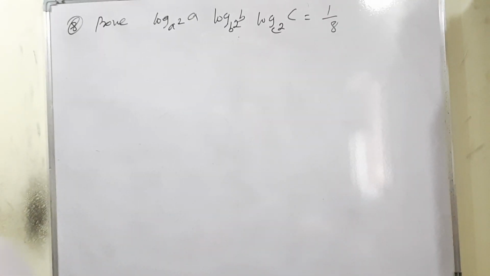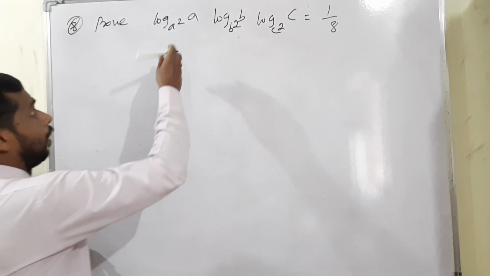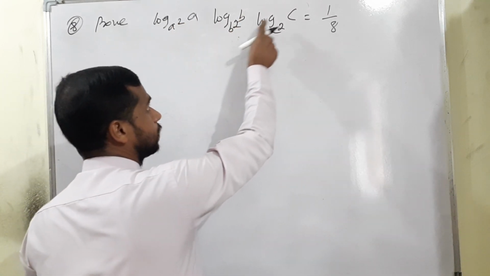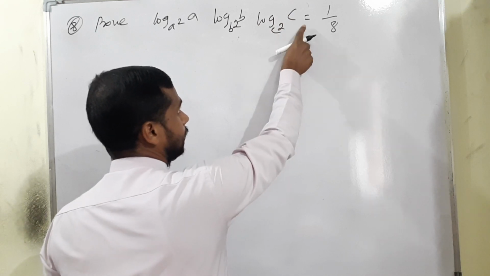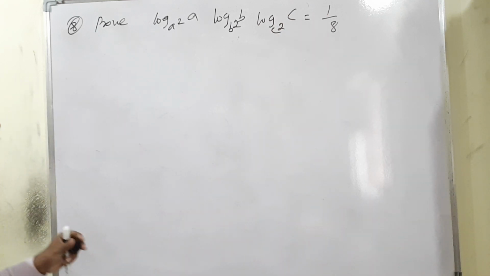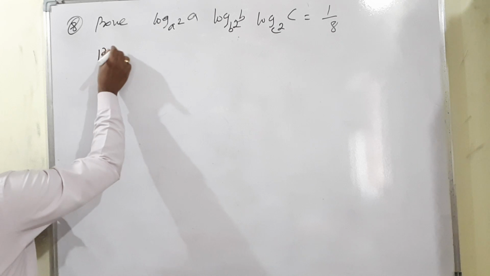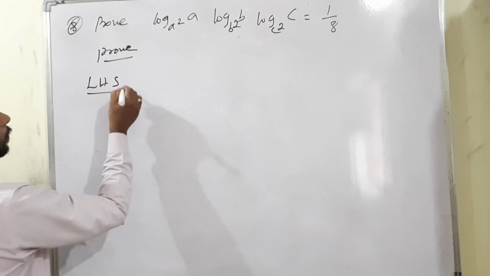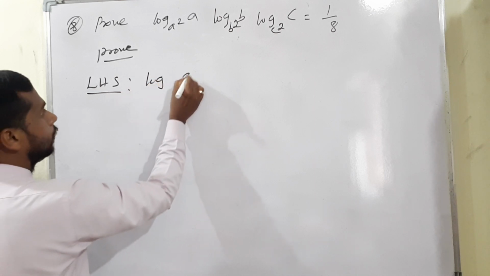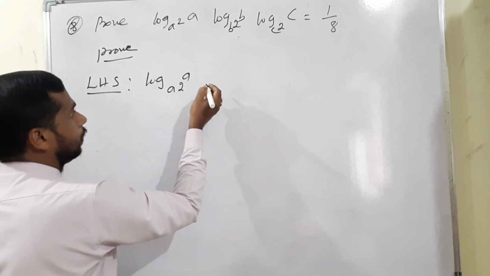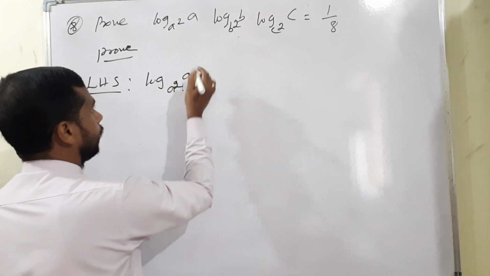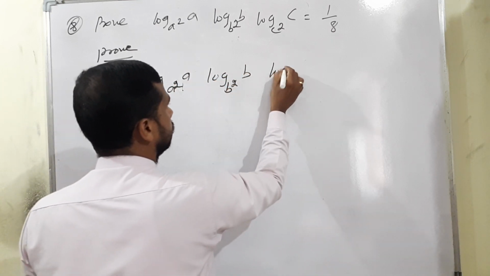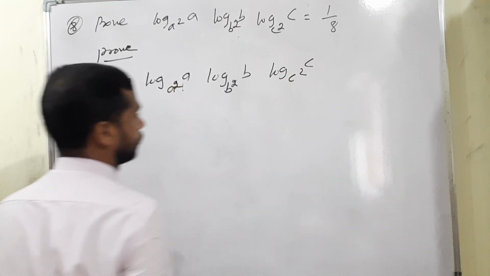So I am moving to question number 8. Prove that log a base a square, log b base b square, log c base c square equals 1 by 8. So we have to prove it. LHS is log a base a square, then into log b base b square, into log c base c square.